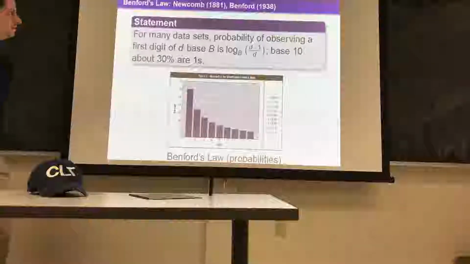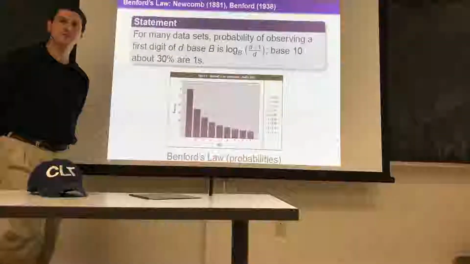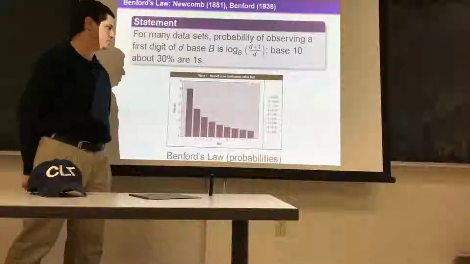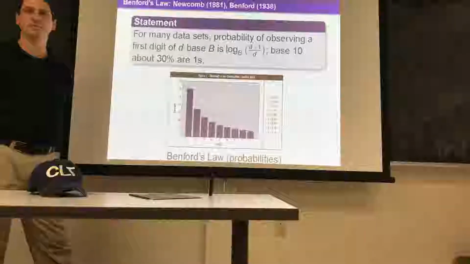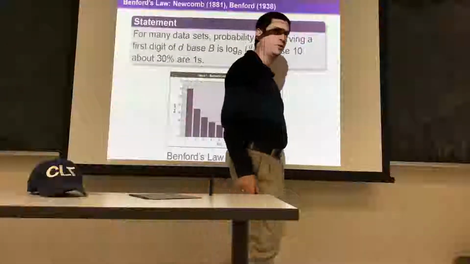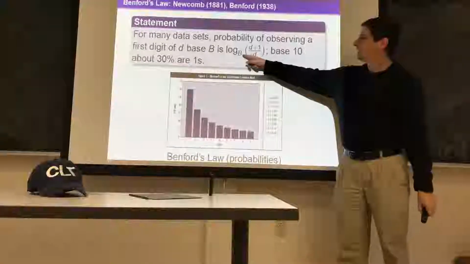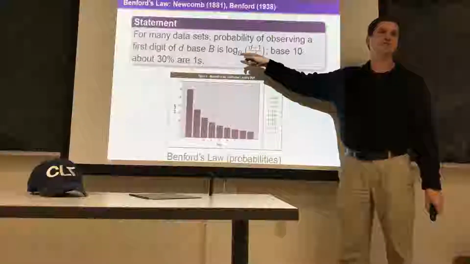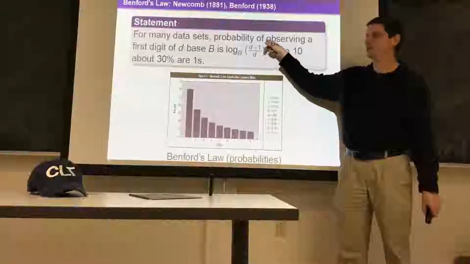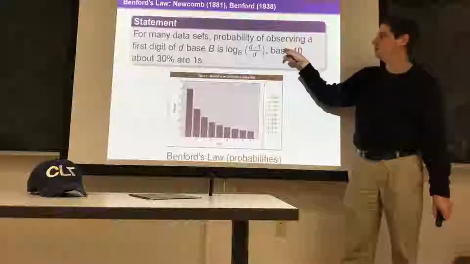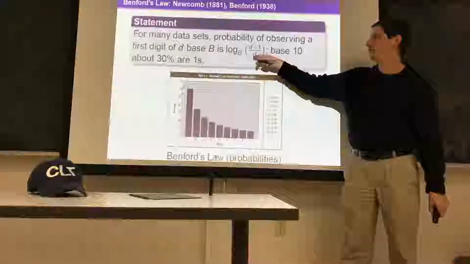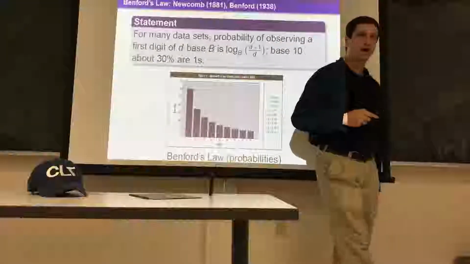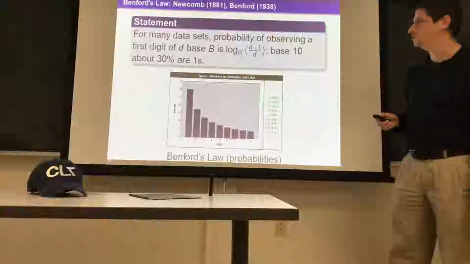All right, so general theory. For many data sets, the probability of observing a first digit of d in base b is the log base b of (d+1)/d. So in base 10, you get a 1 about 30% of the time. First thing you should do is check and make sure, is this a probability distribution? Well, the sum of the logs is the log of the product. So I would have 2/1 times 3/2 times 4/3, all the way up to b/(b-1), and I would get the log of b base b. So it's a nice exercise. Everything does add up to 1, and it is non-negative, so it's a probability distribution.